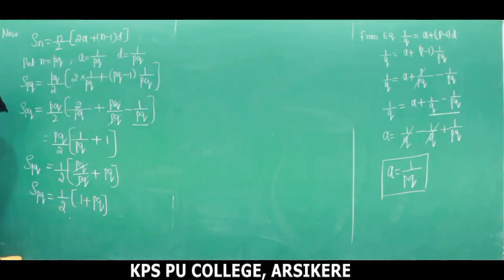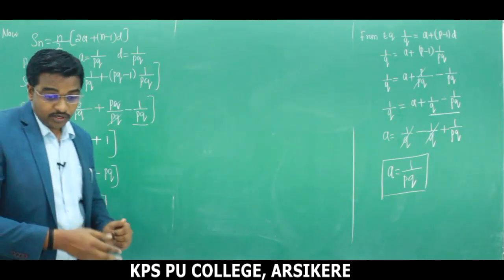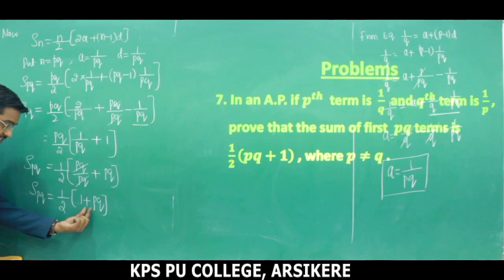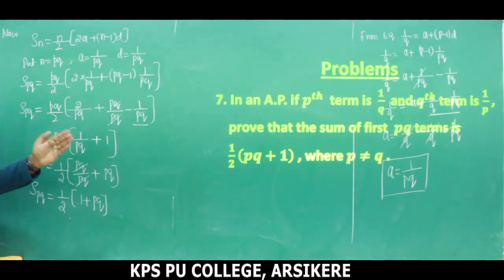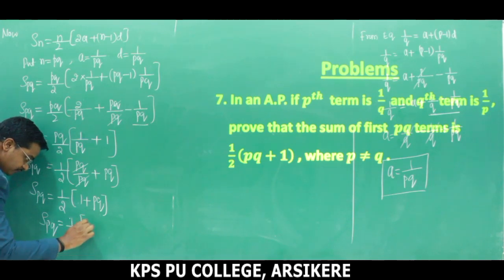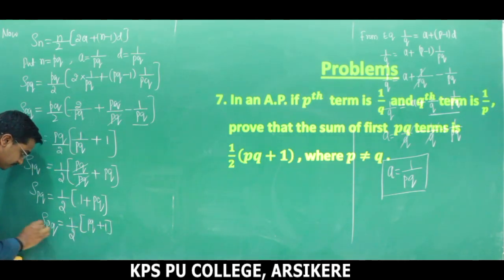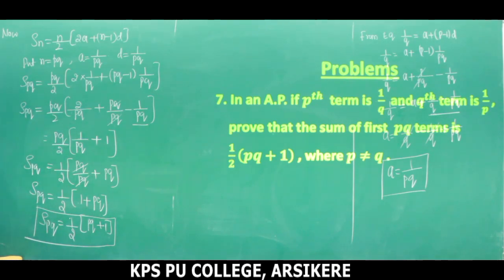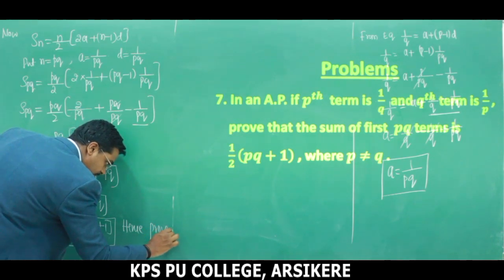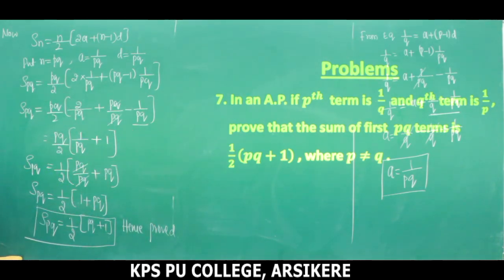So what we obtained here? The sum of the first PQ terms is, already proved, 1 by 2 times of 1 plus PQ, but the requirement is PQ plus 1. Just rewrite this as, therefore, SPQ is equal to 1 by 2 times of PQ plus 1, which is our required answer. Hence proved. Understood, children? Take a pause and note down all the things that I have written here.